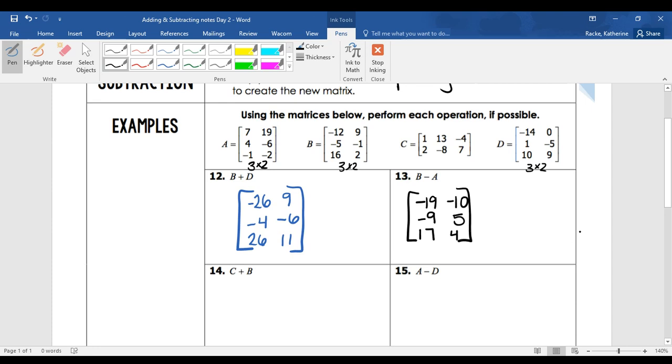All right, for 14, I have C plus B. Let's see what C is. C is a 2 by 3. Are 3 by 2 and 2 by 3 the same dimensions? Nope, so I cannot do them, so that is no solution.